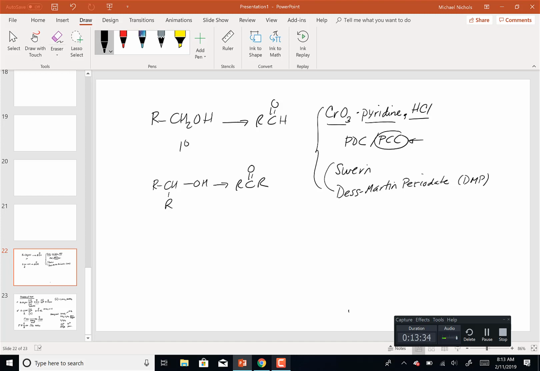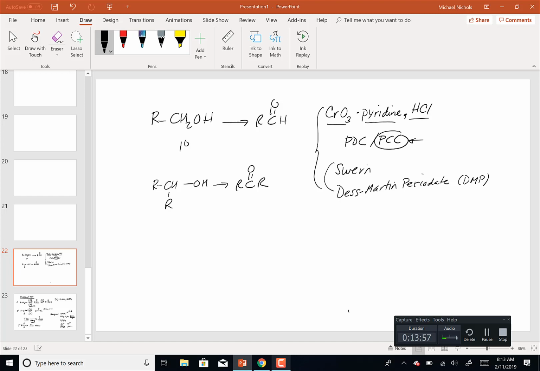So PCC, Swern, Dess-Martin. The primary function of those reagents is primary alcohol to aldehyde, but they will take a secondary alcohol to a ketone, as well as all the strong reagents. Okay. So that's our oxidation scheme.